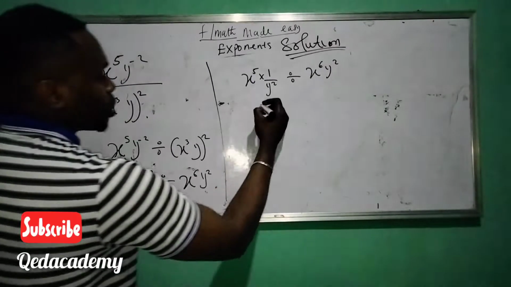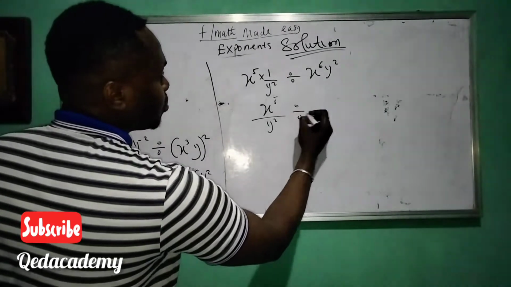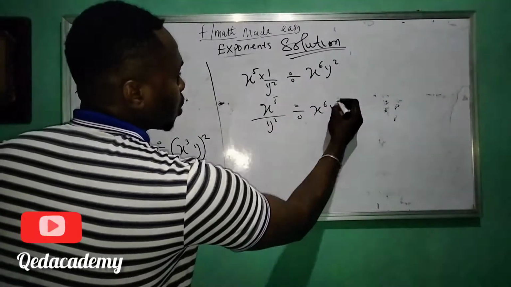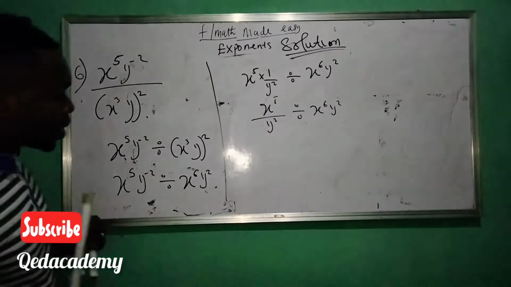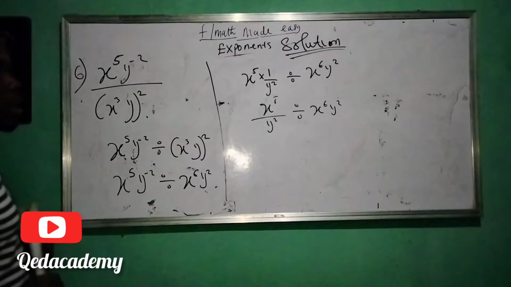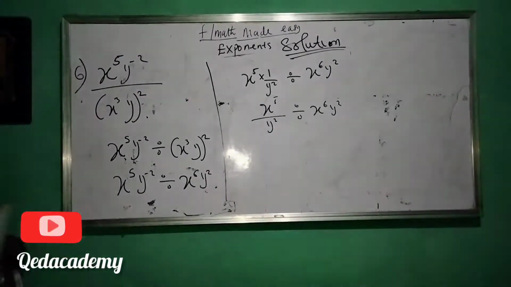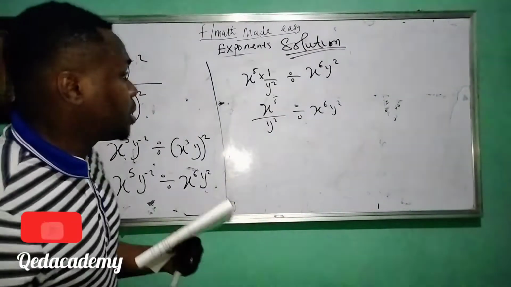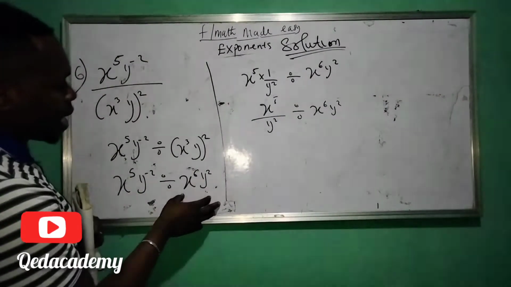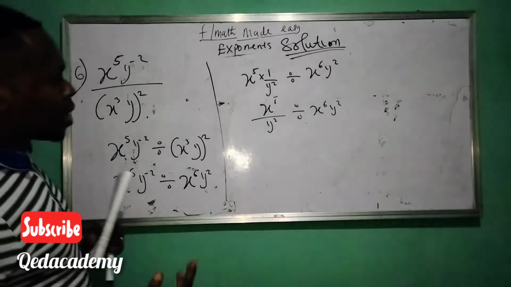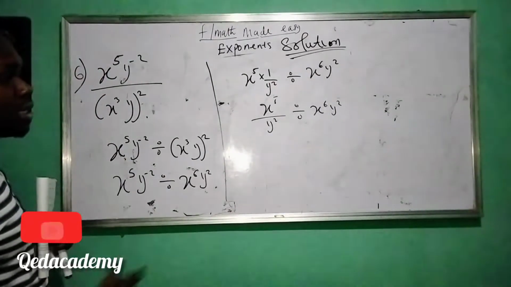So if you work this out, this becomes x raised to the power 5 over y raised to the power 2, divided by x raised to the power 6, y raised to the power 2, right? That's what we have. If you are going to solve this, we cannot apply that rule because their indices are not exactly the same. So we are going to put this back in division.